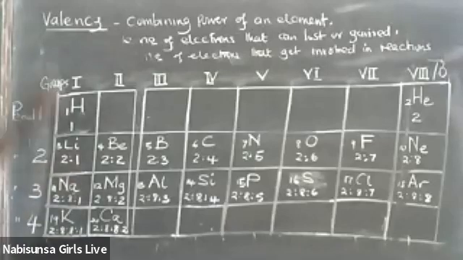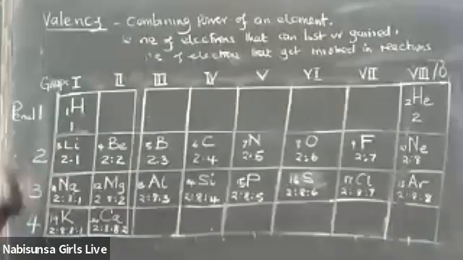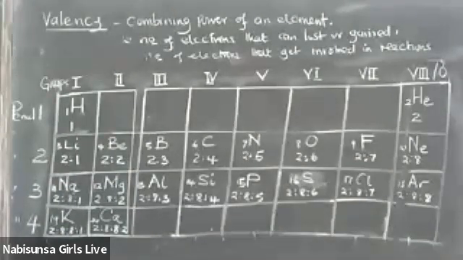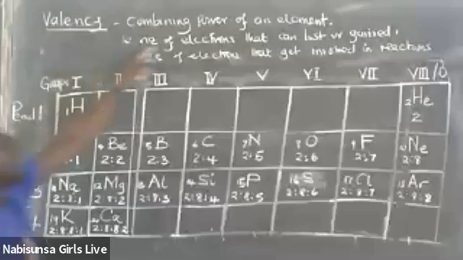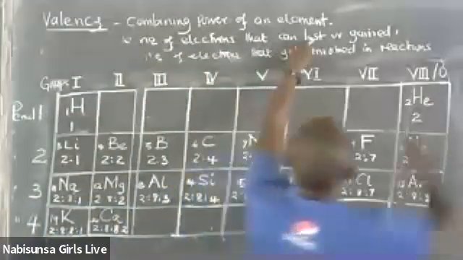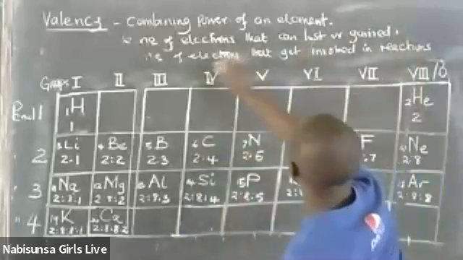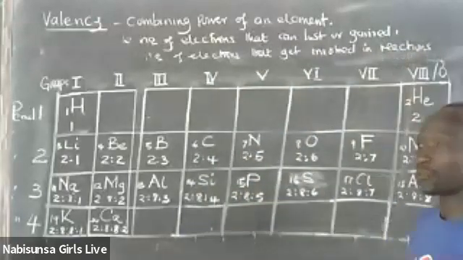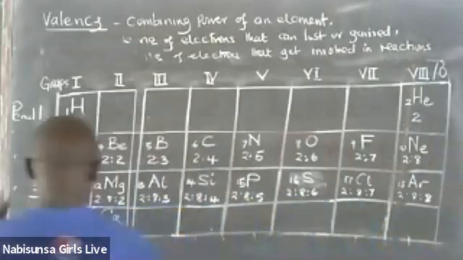To determine the valence of one element, you look at the number of electrons in the outermost energy level. That's why I'm insisting on this periodic table. I can't do much without the periodic table. All right. Now, the following should be noted. We are saying number of electrons that can be lost or that can be gained, number of electrons that can get involved in chemical reactions.